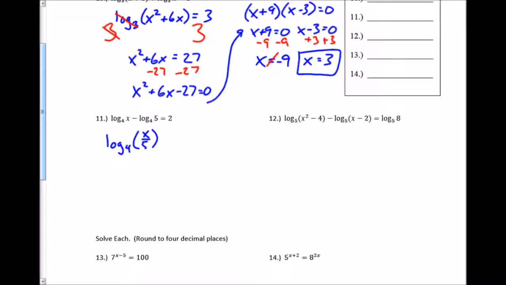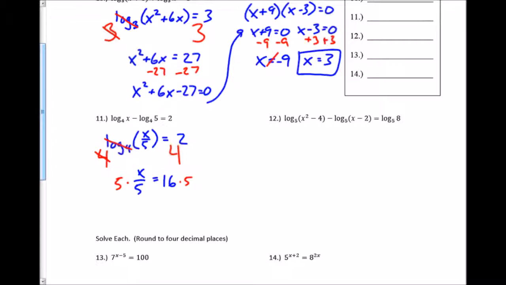To undo log base 4, I do 4 raised to the power of each side. Over here, the log base 4 and the 4 cancel. So it leaves me with an x over 5. Over here, I have 4 to the second power, which is 16. And now to undo dividing by the 5, I multiply each side by 5. And I find out that x equals 80.